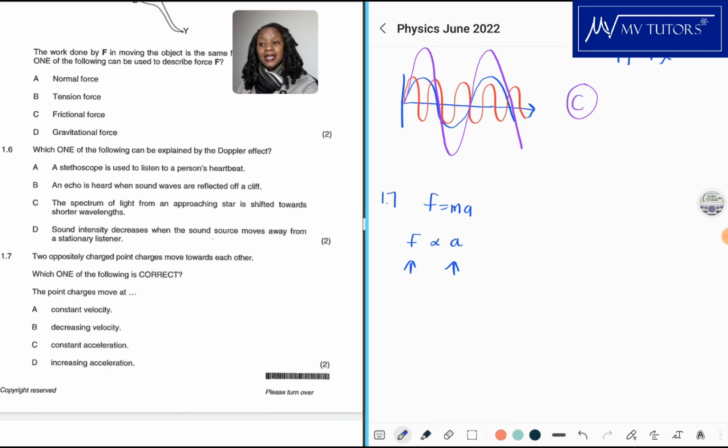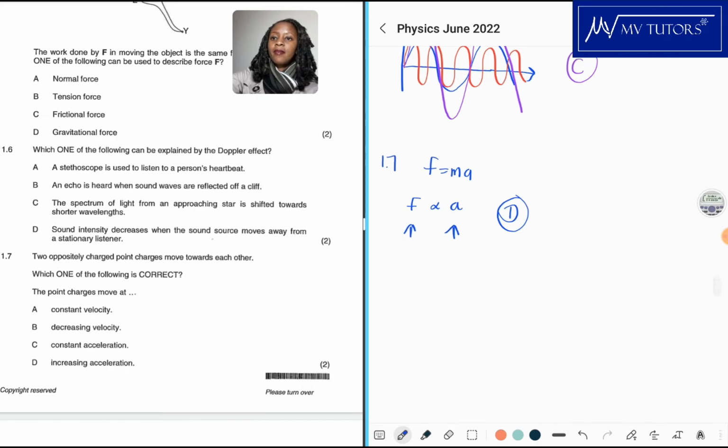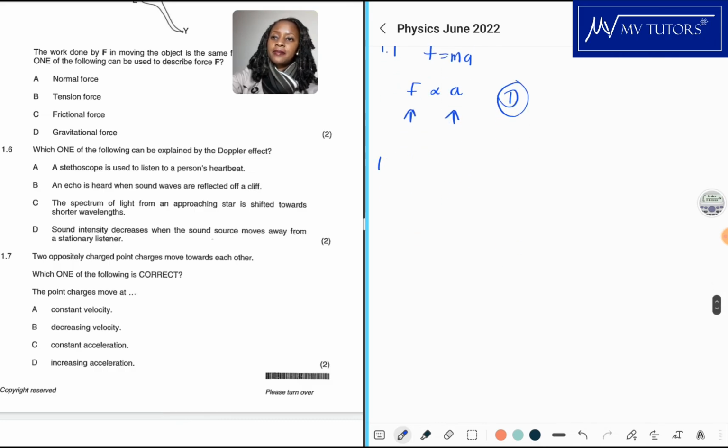So in this case, we are definitely expecting an increase in acceleration. The acceleration is not constant because the force is not constant, and because they are directly proportional to each other, your answer will be D. And then 1.8.